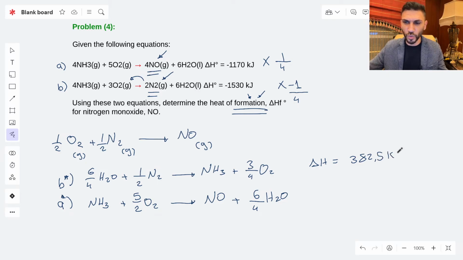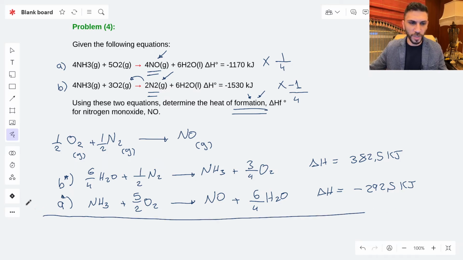Now delta H for reaction B star will equal 382.5 kilojoules, and it's positive. Delta H for reaction A star equals -292.5 kilojoules. Let's add reaction A star and B star to check whether we have the desired reaction or not.